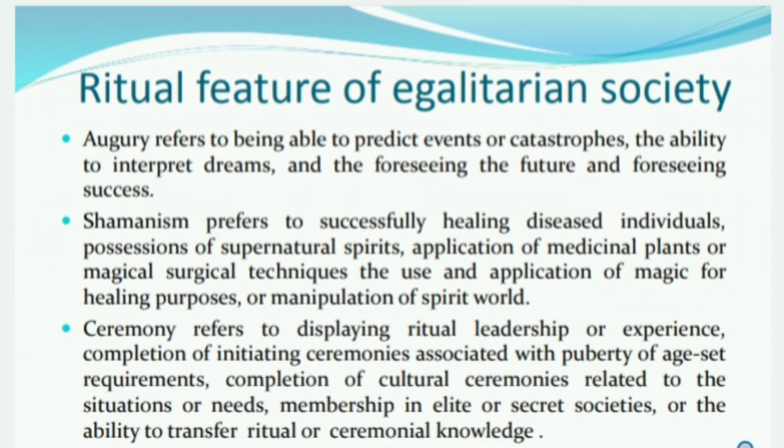There are three ritual features of egalitarian society. We have the augury, shamanism, and ceremony. Augury refers to being able to predict events or catastrophes, the ability to interpret dreams, and foreseeing the future and foreseeing success. Next, we have the shamanism.